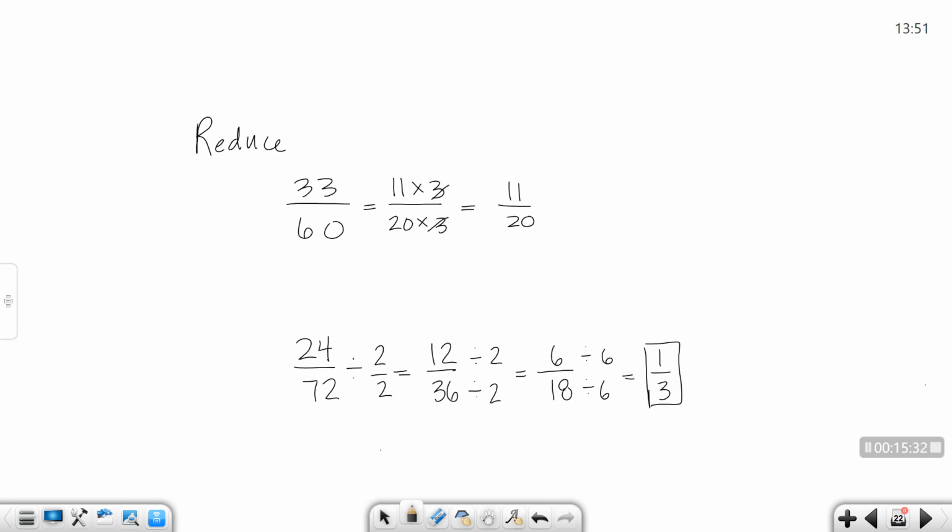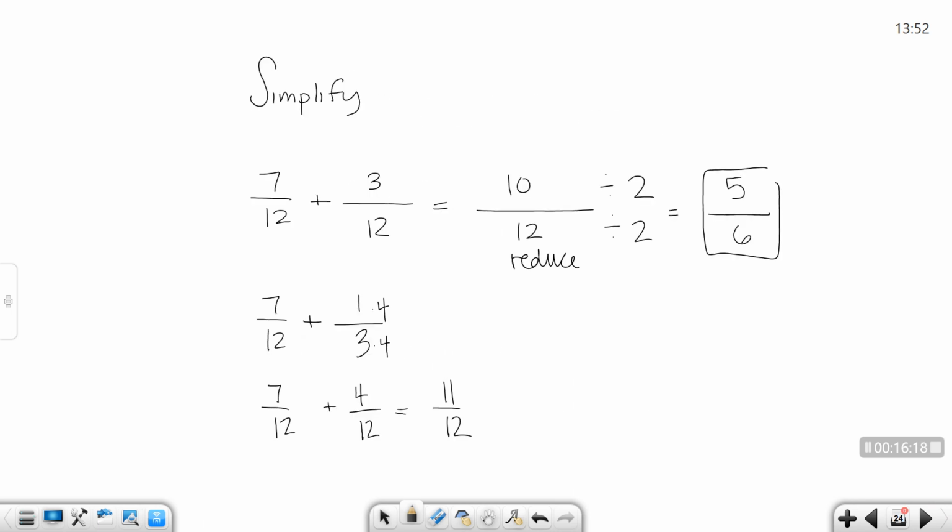Okay, the next group was to reduce, and so you have 33/60ths, and those reduce by 3. So if you divide the top by 3 and the bottom by 3, you get 11/20ths. And then in the bottom one, that one's a little bit harder for me to come up with the terms, and so I divided by 2, and I just kept dividing by 2 over and over until I found one that works. So if I divide 24 by 2, I get 12, and 72 divided by 2 will give me 36. I divide again by 2. 12 divided by 2 will give me 6. 36 divided by 2 will give me 18. And then I recognize that 6 goes into both. So I divided by 6 in the top and got 1, and divided by 6 in the bottom and got 3.